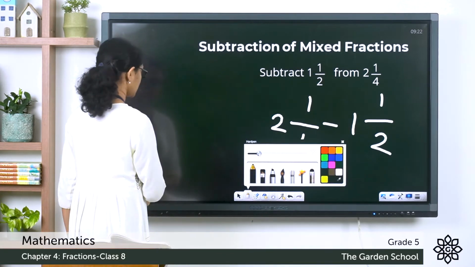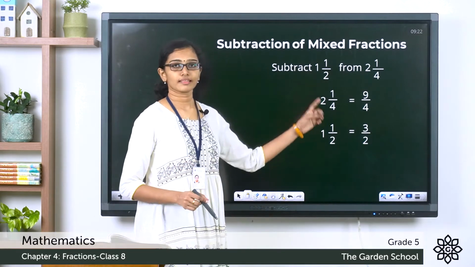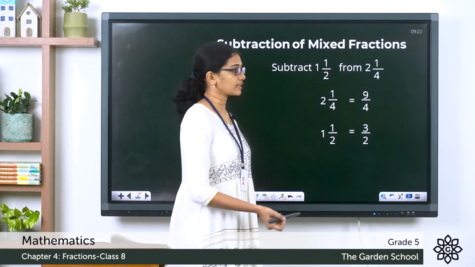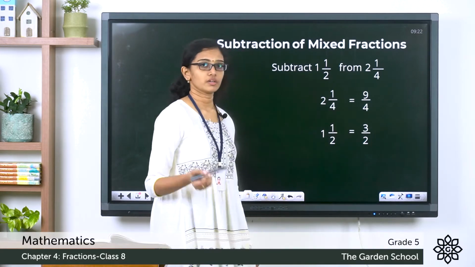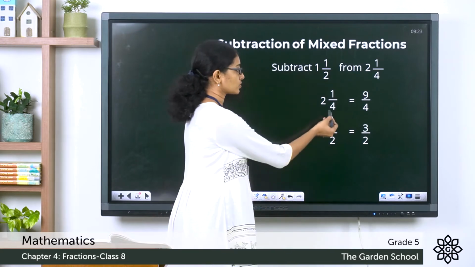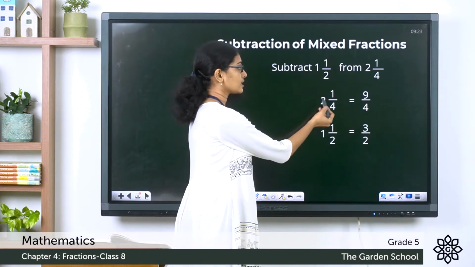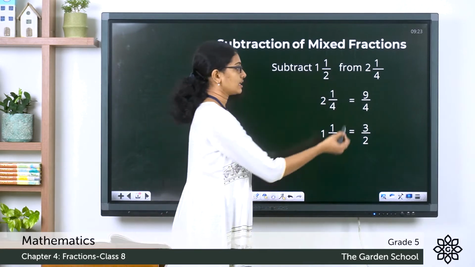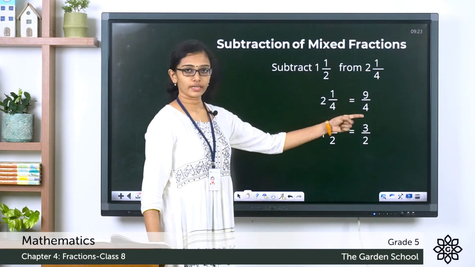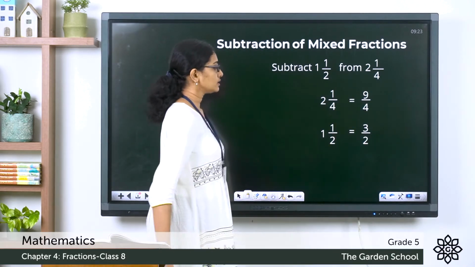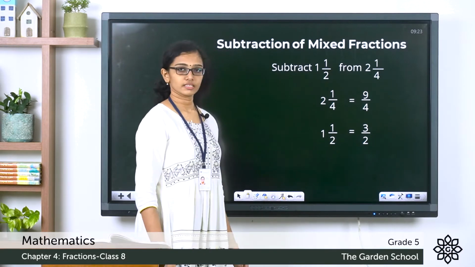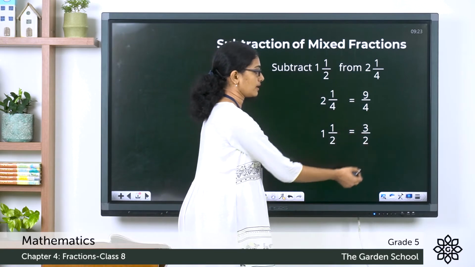Now the next step is to convert the given mixed fractions to improper fractions. How can we convert them? 2 1/4. We first multiply the denominator with the whole number part. So it is 4 into 2, 8, plus 1, 9. 9 by the same denominator. So it's 9 by 4 here. Now the subtrahend. It's 2 into 1, 2, plus 1, 3 by 2. So it's 3 by 2.